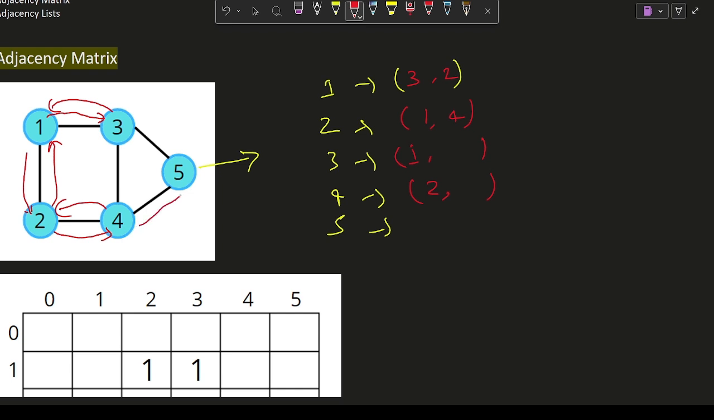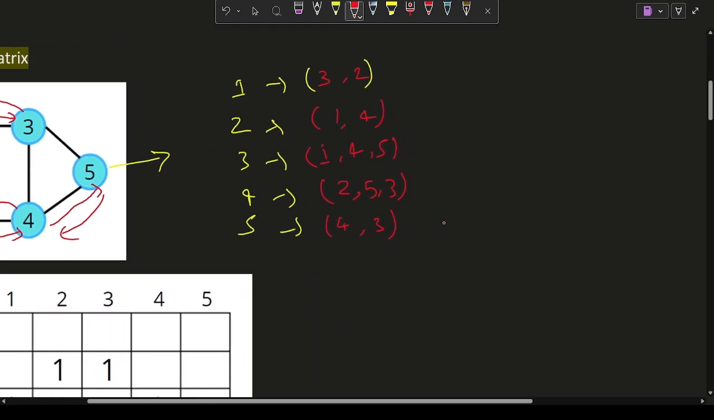Now 4 is also connected to 5, so fill 5 in 4, and similarly 5 is connected to 4. Also 4 is connected to 3, and 3 is connected to 4, and 3 is connected to 5 also, and 5 is connected to 4 and 3. So this is the list representation.